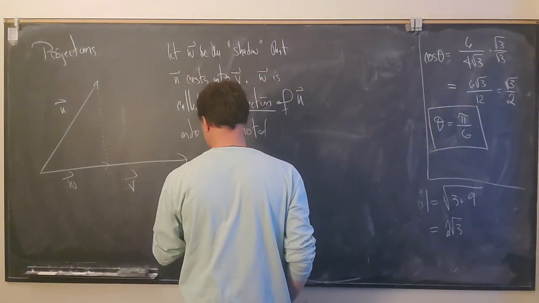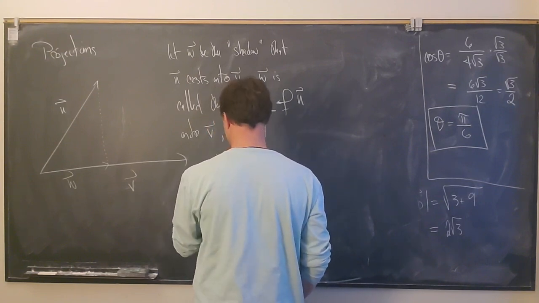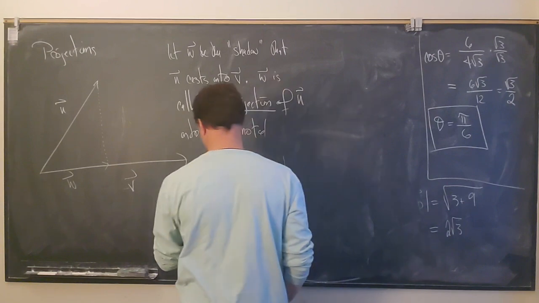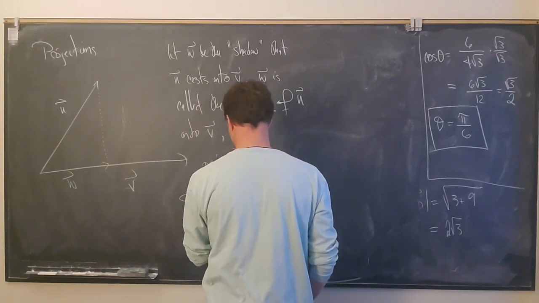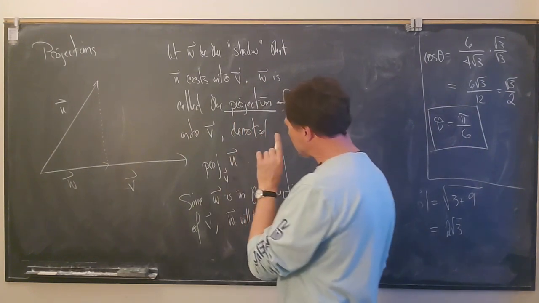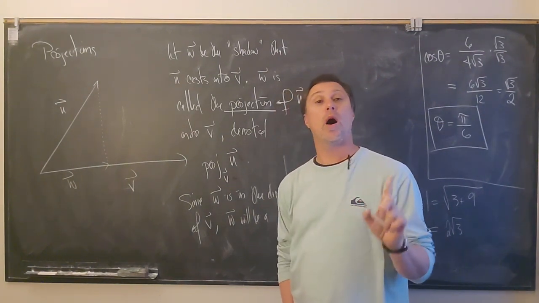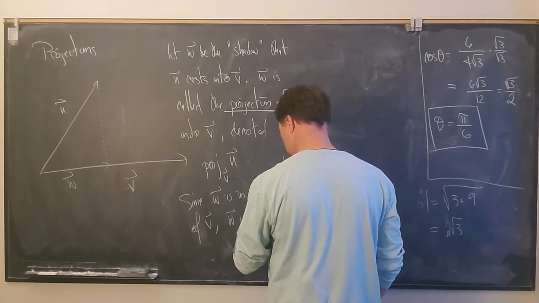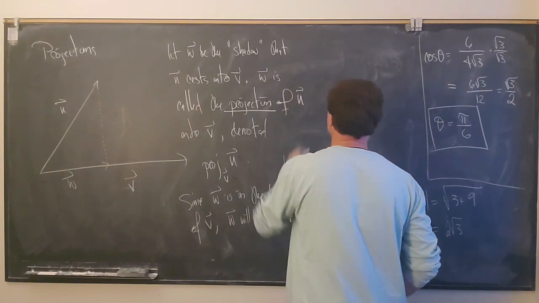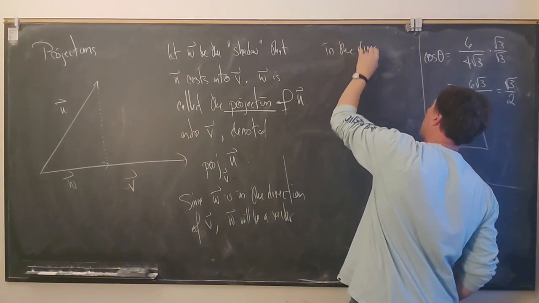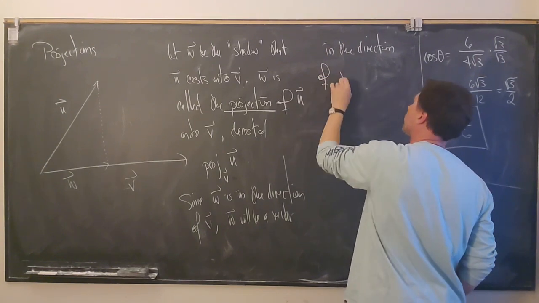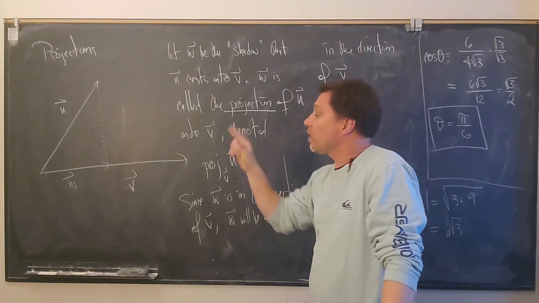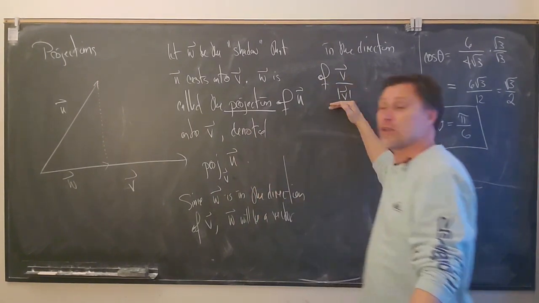So since W is in the direction of V, W will be a scalar multiple of V, which means it will also be a scalar multiple of the unit vector that points in the direction of V. So W will be a vector in the direction of V divided by length of V, the unit vector that points in the direction of V. In fact, if we know the length of W, then all we need to do is multiply that length times this vector, and it'll tell us exactly who W is.